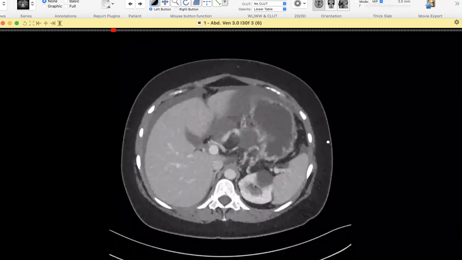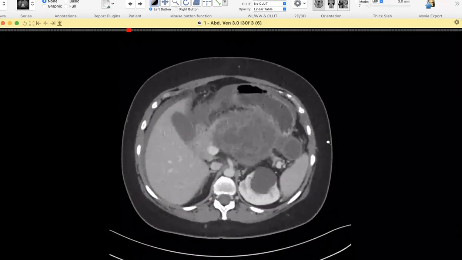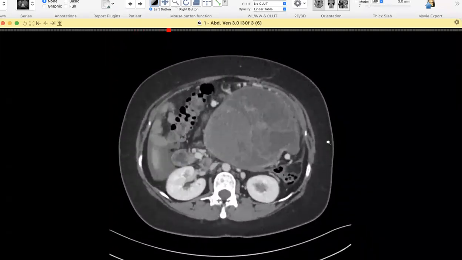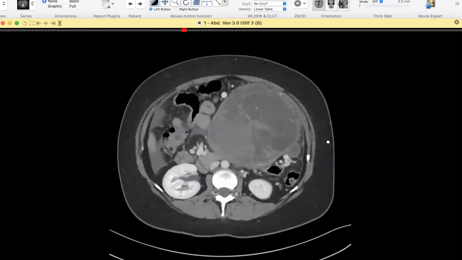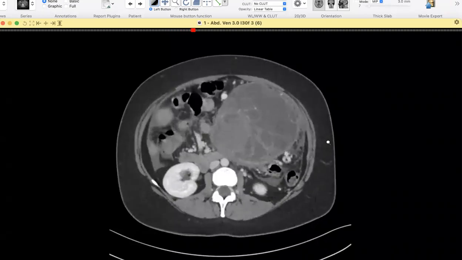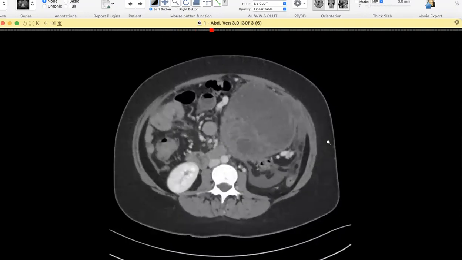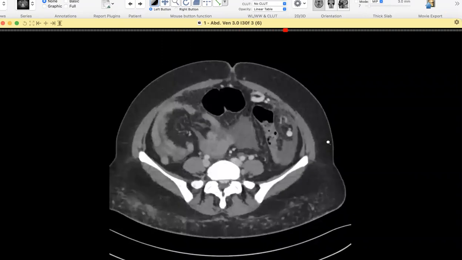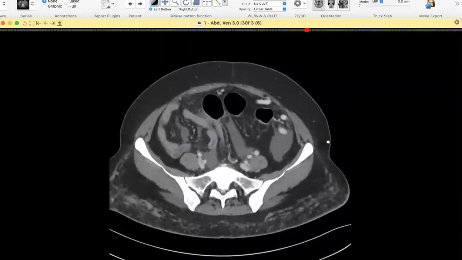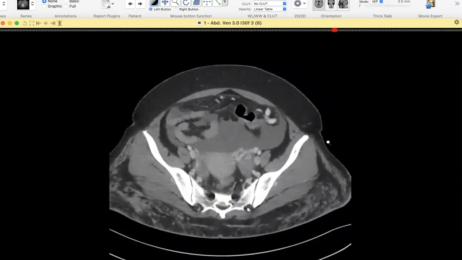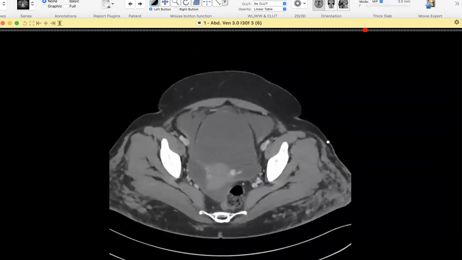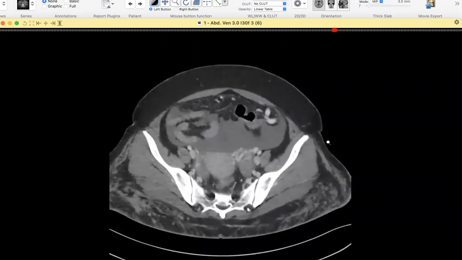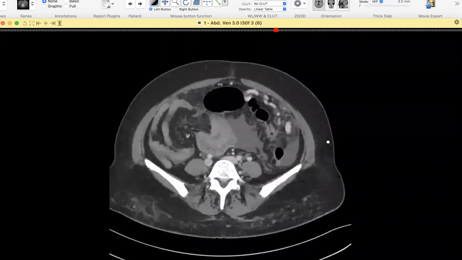And it is occupying the body and tail of the pancreas. There is no obvious encasement of the surrounding vessels, but more of a displacement. I cannot see any obviously significantly large lymph nodes. And in my routine practice, I would also have seen the bone window to look for any osseous abnormalities.